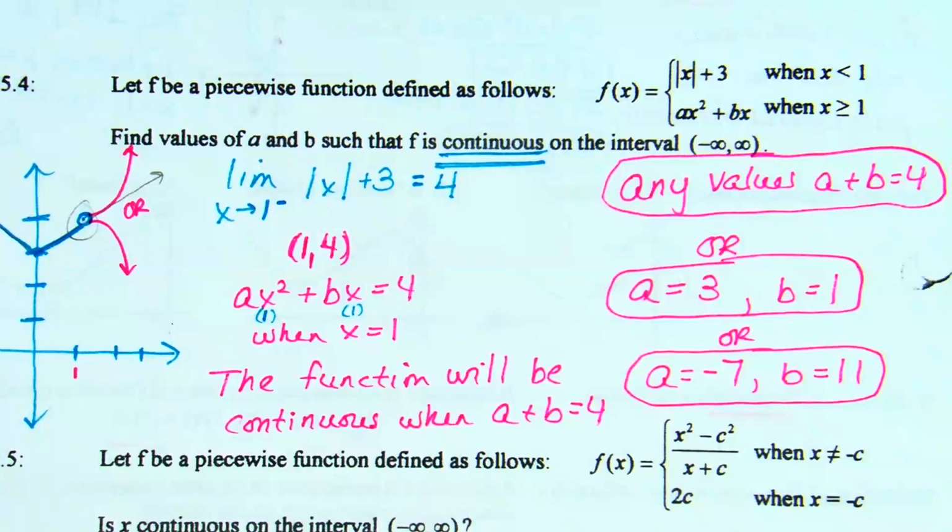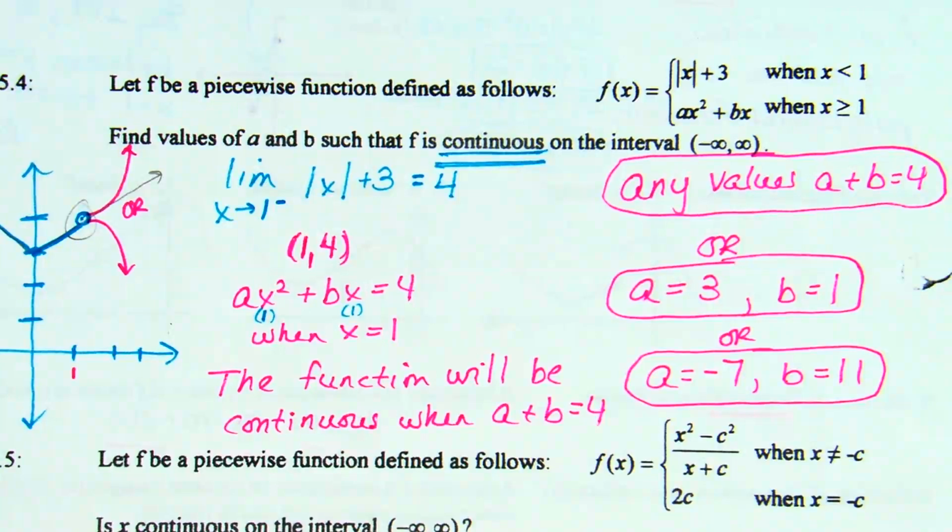Or, if you want to be more creative, A equals negative 7, B equals 11. Do those satisfy the statement A plus B equals 4? Okay, so really there's an unlimited number of solutions here. But the grading key would be that your two numbers have to equal 4, or you have to state when A plus B equals 4. Okay?